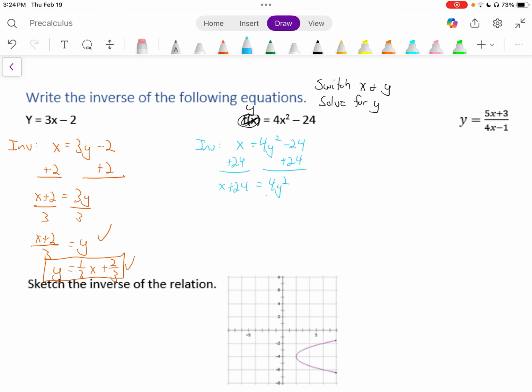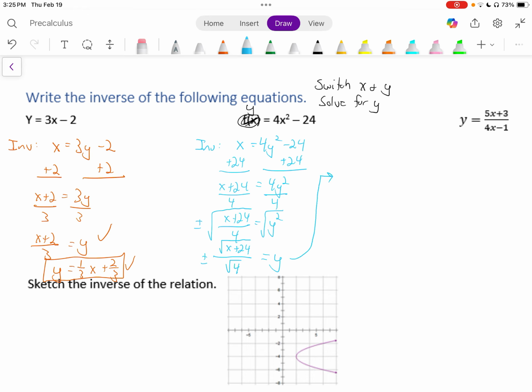We can divide both sides by 4. So this gives us y squared equals x plus 24 over 4. And then lastly, we take the square root of both sides. And we put plus or minus. So this is y is equal to plus or minus. Now, when you do the square root of a fraction, remember you can do the square root of the top over the square root of the bottom.